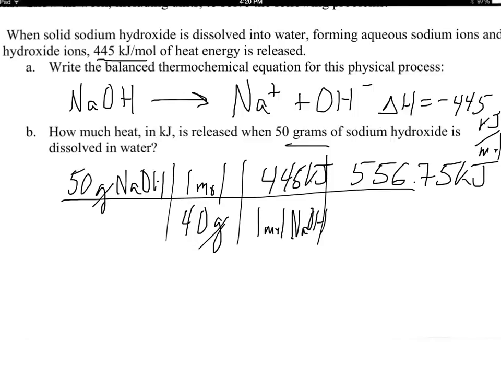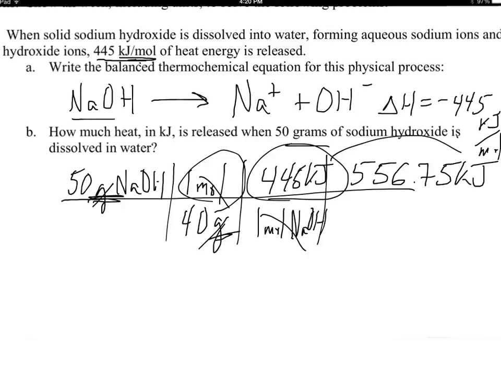So what you have to do is when you're given a heat energy from a reaction, that's always going to be in moles of reaction. Okay, in this case, there's only 1 NaOH, so it's just a 1-to-1 ratio. And then lastly, we convert from grams to moles, and then we can convert from moles to kilojoules. And that is how we solve that type of problem.